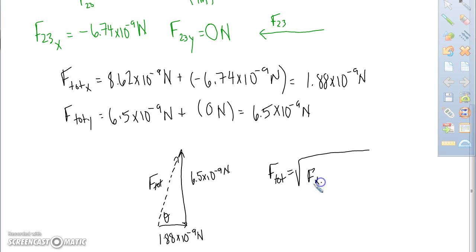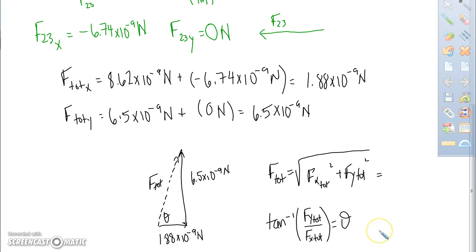Take the Fx total squared plus Fy total squared. And then to find the angle, we could use the inverse tangent of the y over the x. I'm doing this because I might run out of time here. I think I can enter this in really quickly before the time goes out. So I'm entering the x component squared plus the y component squared into my calculator. Square root.